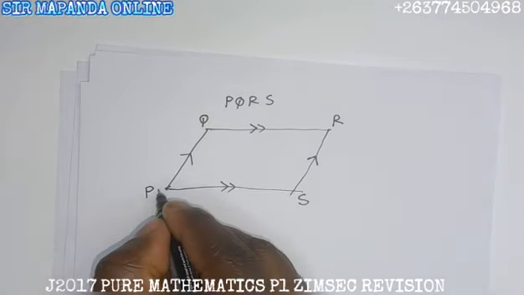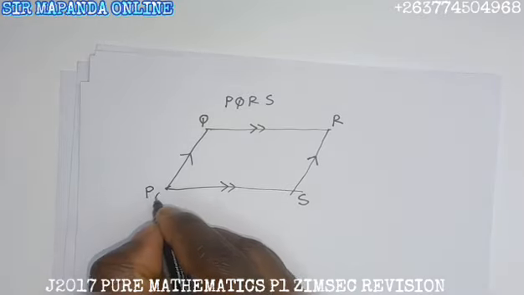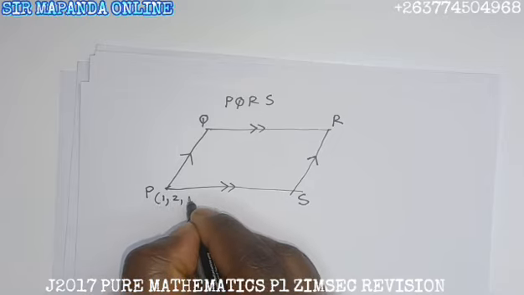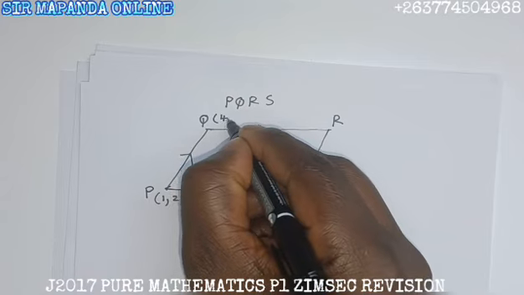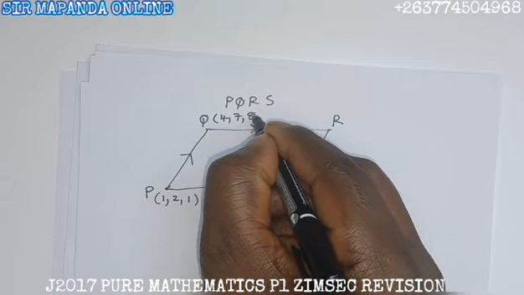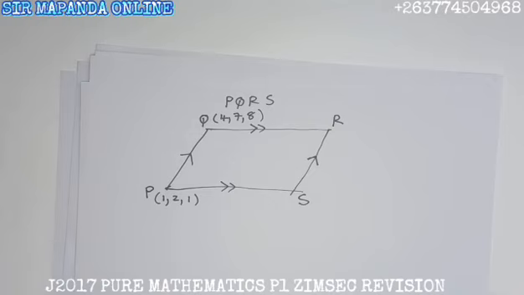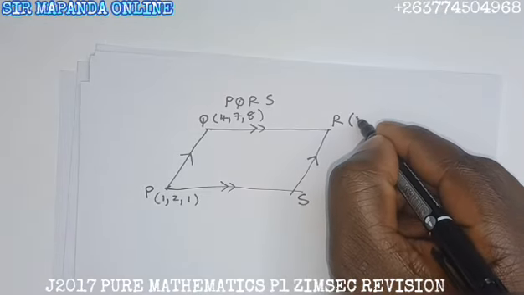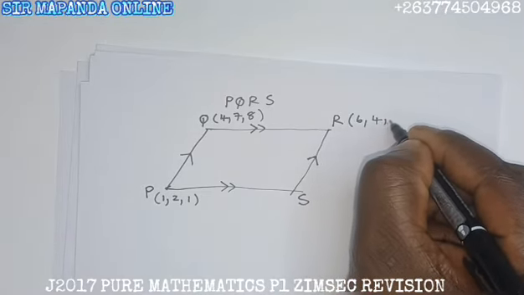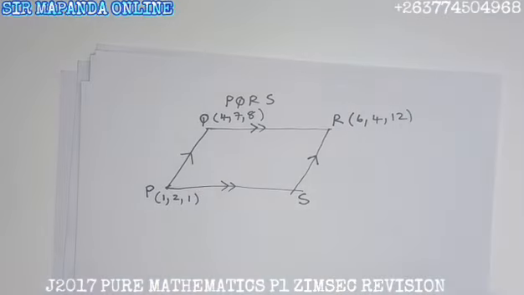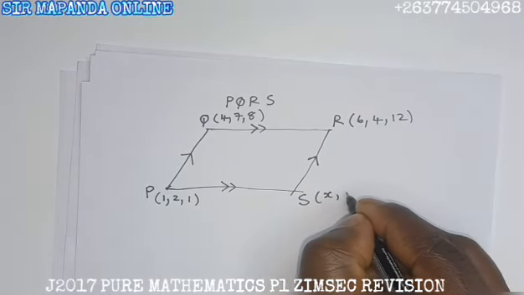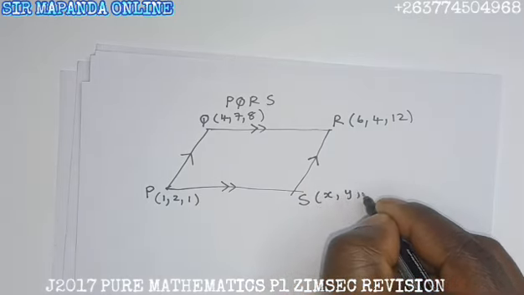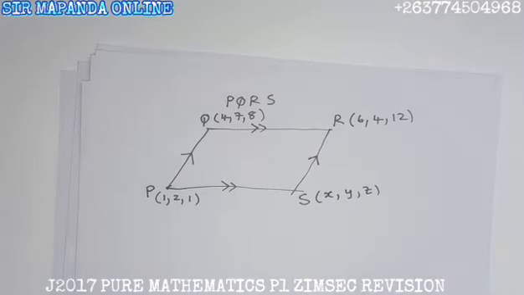So the point P is given as (1, 2, 1). So I'm going to write (1, 2, 1) on P. The point Q is given as (4, 7, 8). You write (4, 7, 8) on Q. The point R is given as (6, 4, 12). So you write (6, 4, 12) on R, something like this, right? Then the coordinates of S are unknown, let the coordinates be represented by X, Y, Z.